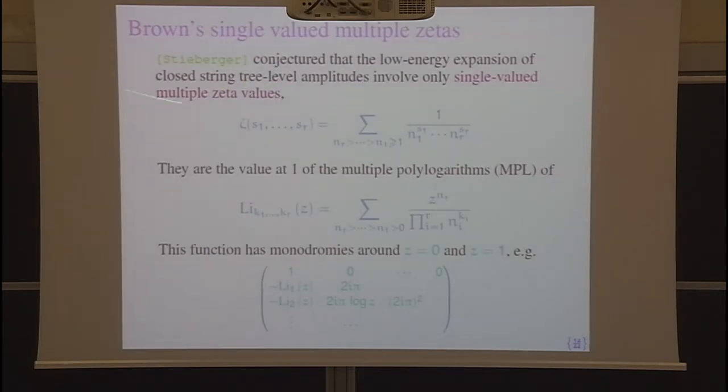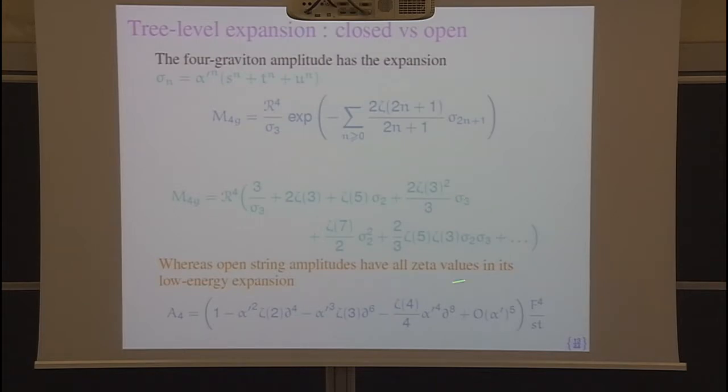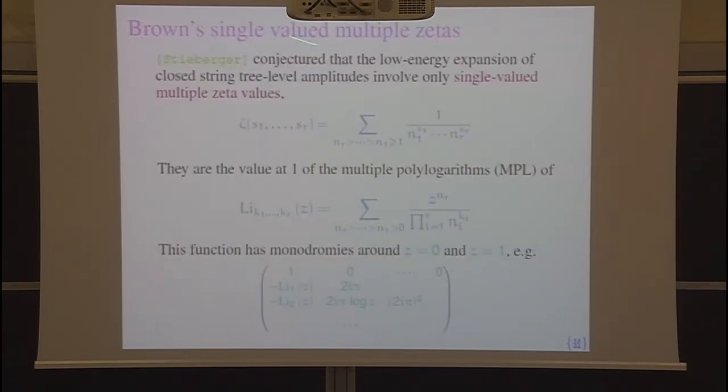I think it's Stefan Stieberger who, the first time, said that actually there is a conjecture. What I'm telling you in this talk is that this conjecture is proven: in the closed string there is only a subset of zeta values, called the single-valued multiple zetas, introduced by Francis Brown. To my knowledge, the first person to formulate that was Stefan Stieberger, who said that closed string amplitudes only involve the single-valued multiple zetas of Francis Brown. So what are these multiple zetas?